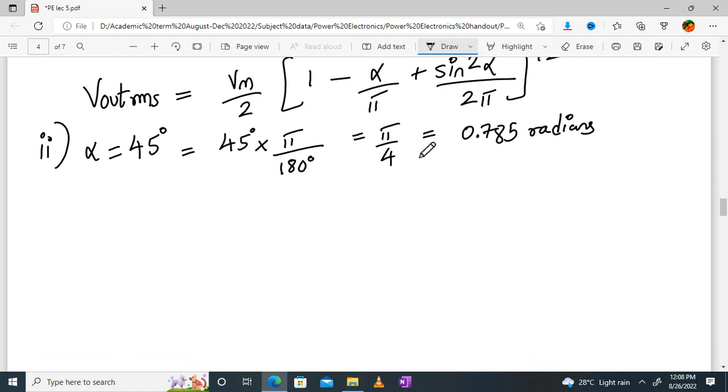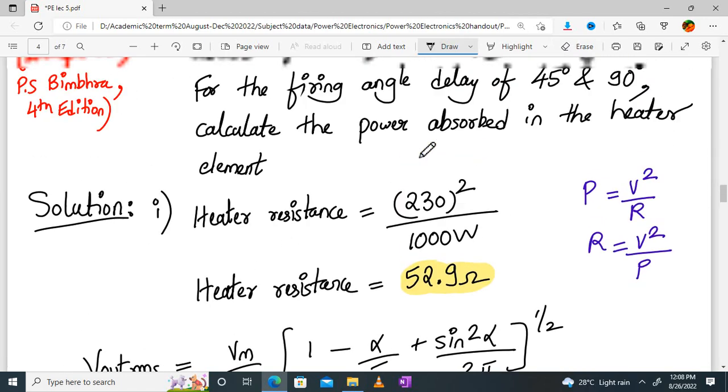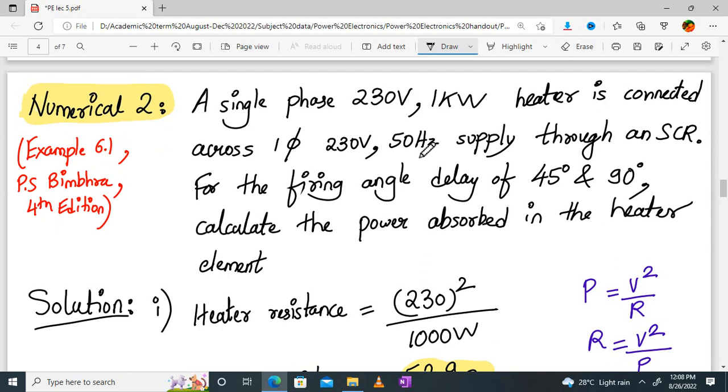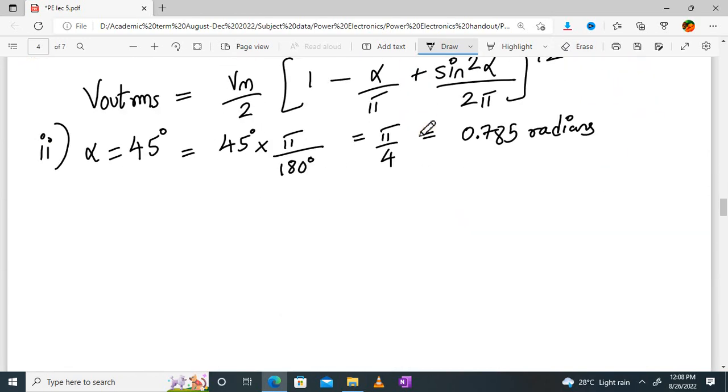Okay. Now, what will be Vm? What is this 230 supply? Yes. So V in RMS is how much is given? So what will be Vm? It will be 230 root 2, about 325. Let's keep it as 230 root 2 only. We'll calculate it together. Now, let's calculate V out RMS.